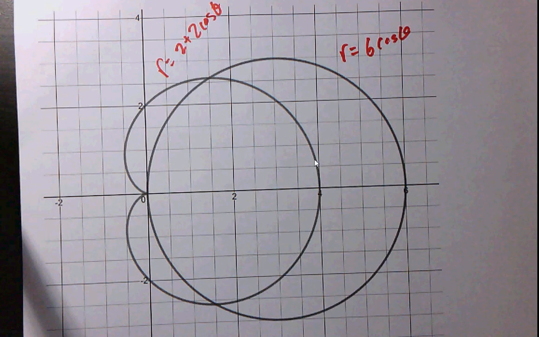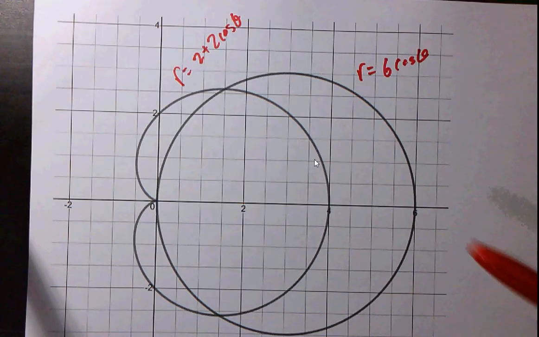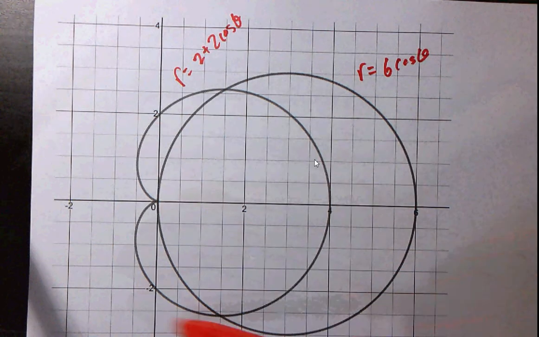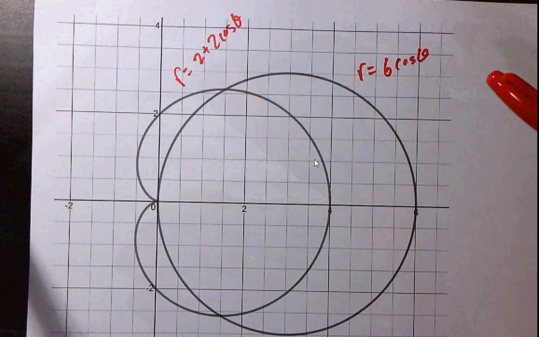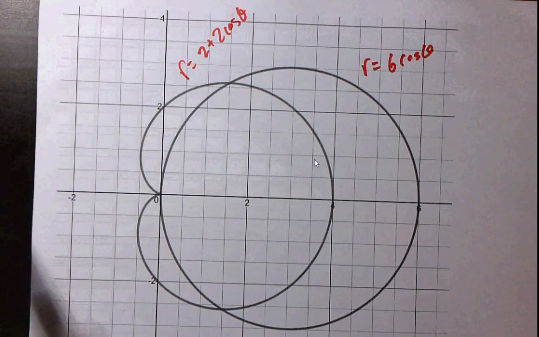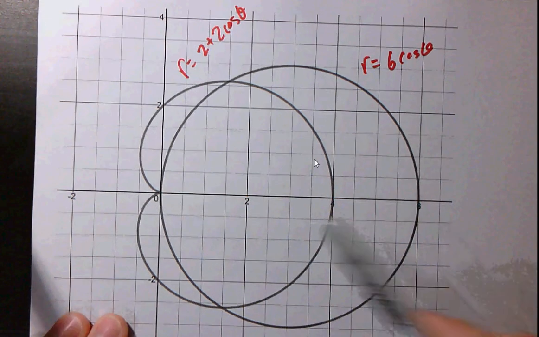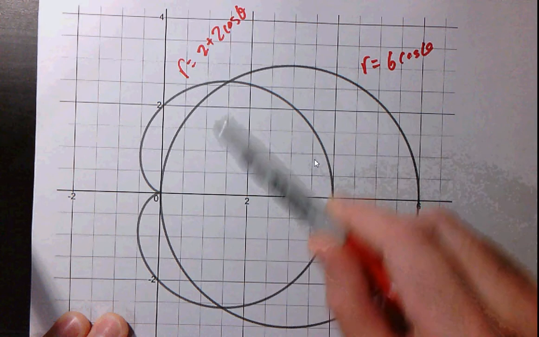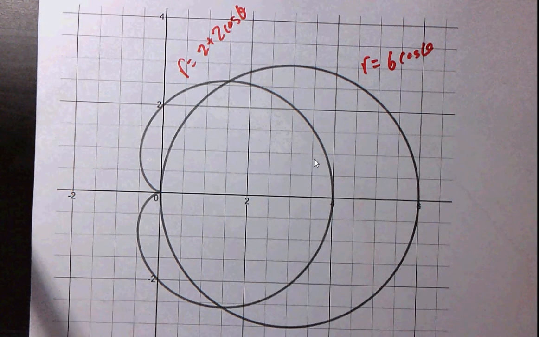Hi everyone. I wanted to go through an example of computing the area common to two polar curves. So here we have the circle, r equals 6 cos theta, and then this limacon, which is r equals 2 plus 2 cos theta. And I want to write an integral expression for the area common to both, so the area that's inside the circle and the limacon.